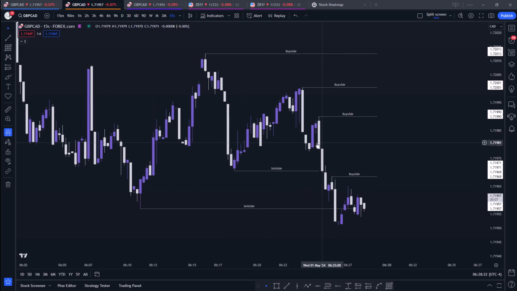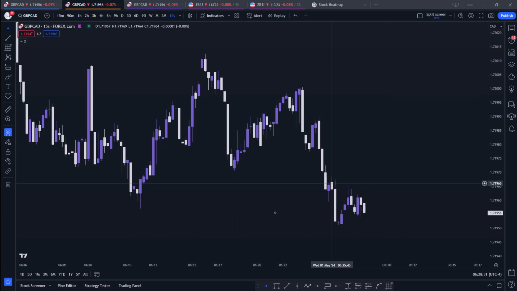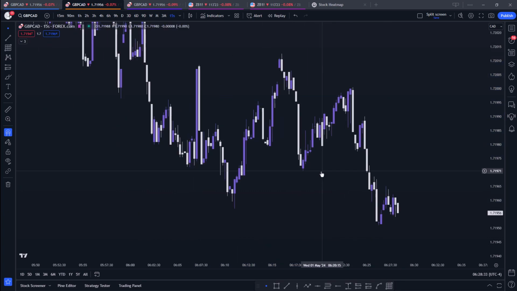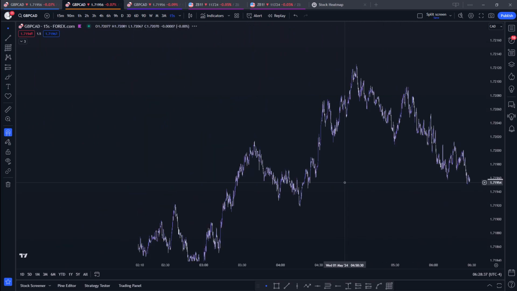So let's see if we can zoom out to a higher time frame. Higher time frame basically means I'm zooming out the chart more, because I'm very zoomed in when I do that.